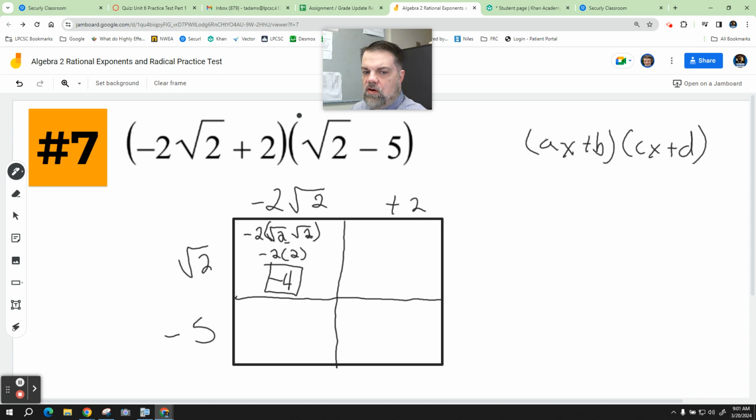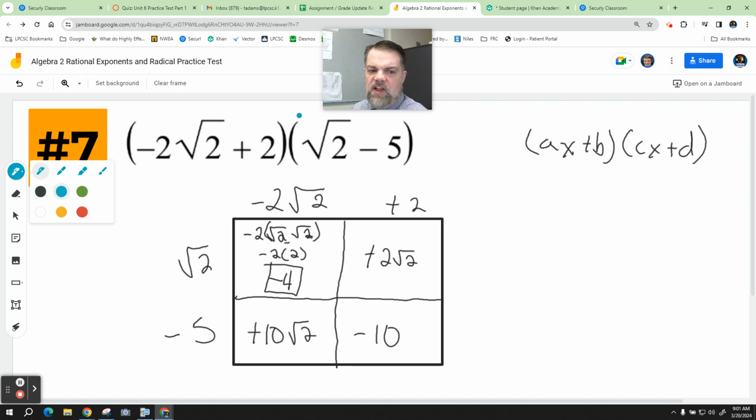Okay. Over here, this is just plus 2 root 2, right? 2 times this. This is negative 5 times negative 2, so this becomes a positive 10, and then you tack on the root 2. And then negative 5 times 2 is negative 10.